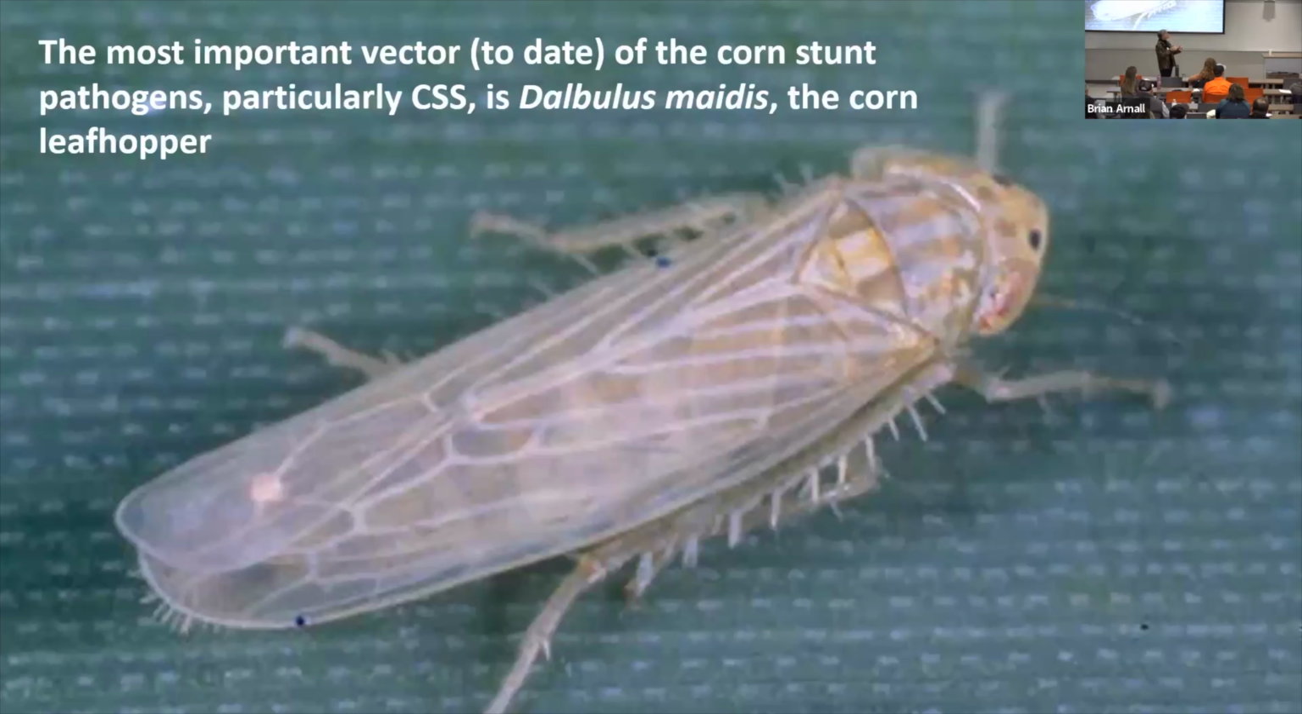All right, so let's move on to the vector. The most important vector in this system is Dalbulus maidis. This is the corn leafhopper. And this is a nice big picture, so I'm going to point out the importance of the two eye spots, the tan color, that variable, and kind of bullet-shaped animal shown here. Nice spines on the metathoracic legs identifies it as a leafhopper.